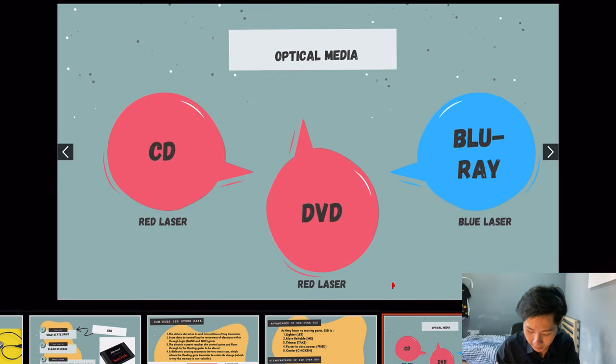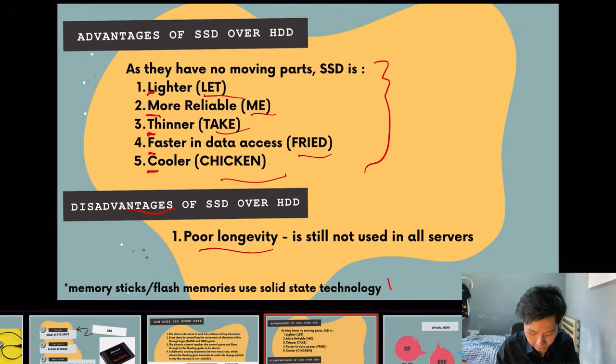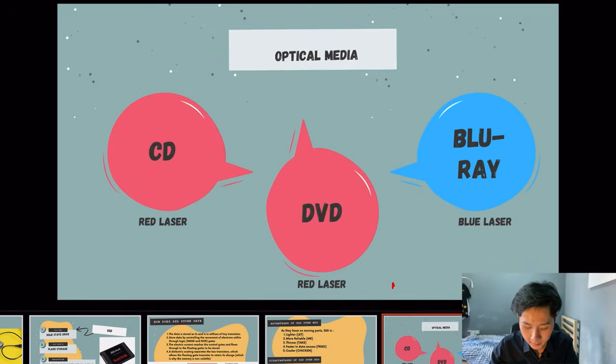Here is another note: memory sticks, the pen drives that we use, use solid state technology. Okay, so let's move on to the third type of secondary storage, which is optical media. And we have the CD, DVD, and also the Blu-ray disc.